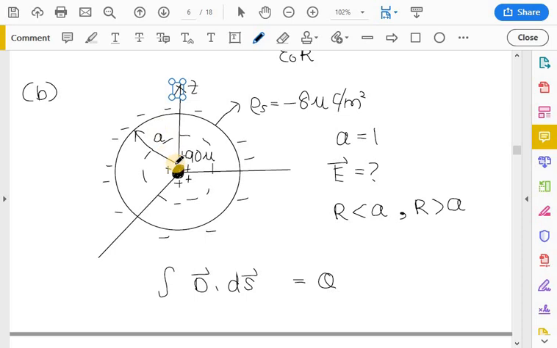Okay, what happens when R is less than A? Here you have a negative charge, inside you have a positive charge. So how should I draw the electric flux line here? Positive charge terminates at the negative charge. Am I right?